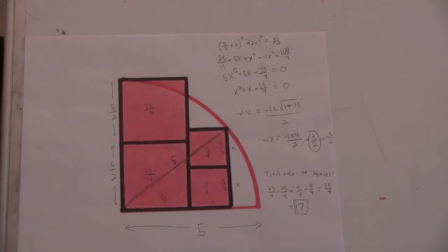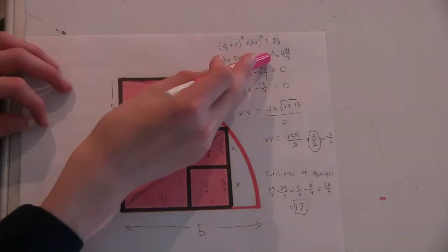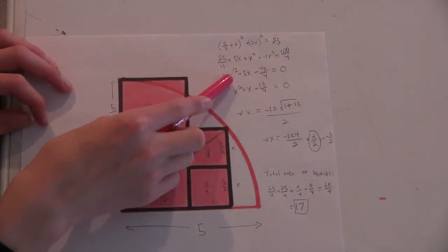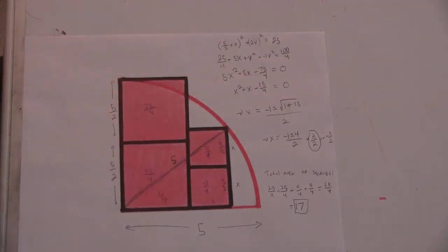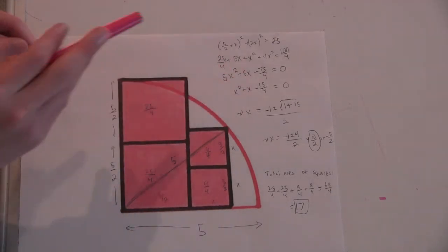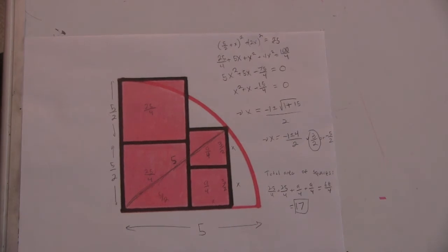And so we have an x squared and a 4x squared. We get 5x squared plus 5x minus 75/4, and that equals 0. Just because I could, I divided 5 out of every term, just to simplify it. Seems like a good idea. x squared plus x minus 15/4 equals 0.